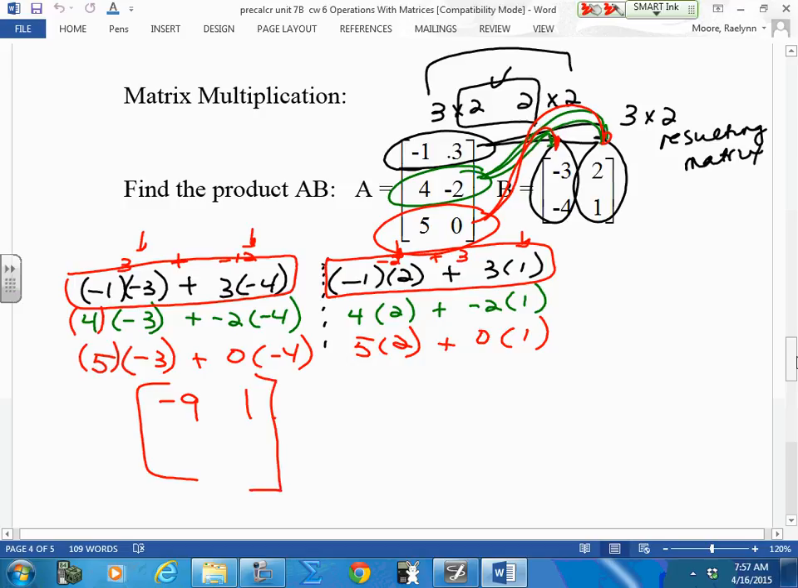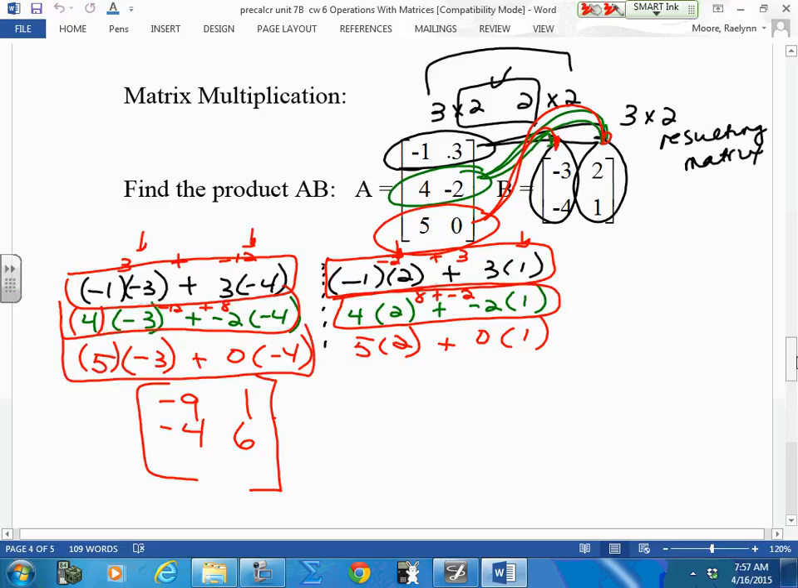Second row. We're going to get a negative 12 plus 8. All I'm doing is combining that little section. We're going to get a 8 plus a negative 2. 6. Last section, negative 15 plus 0. And the very last one, 10 plus 0.